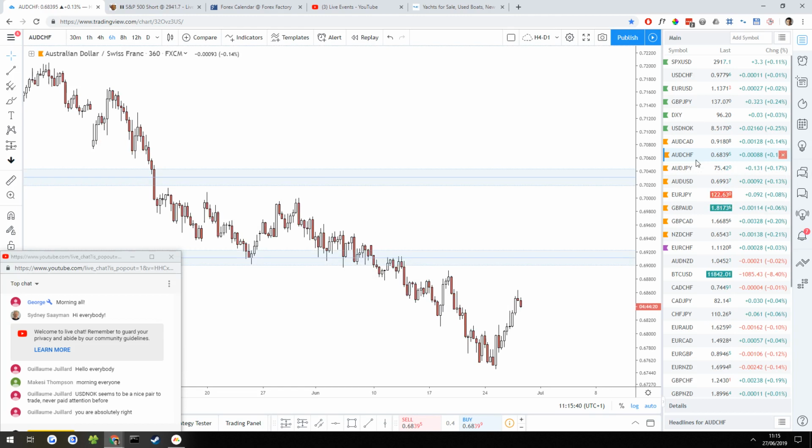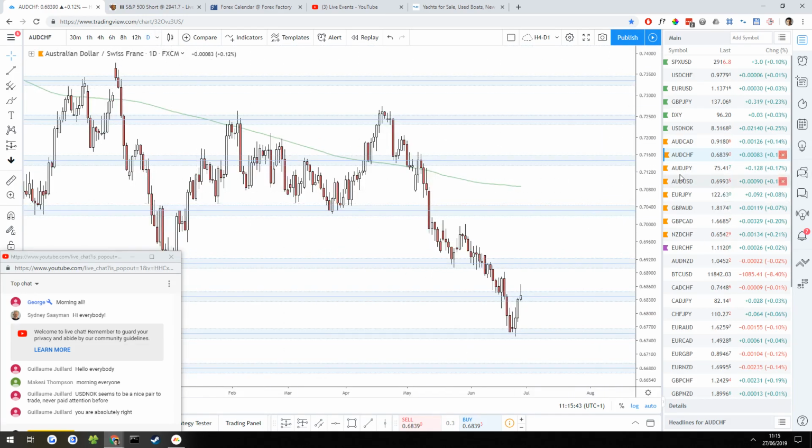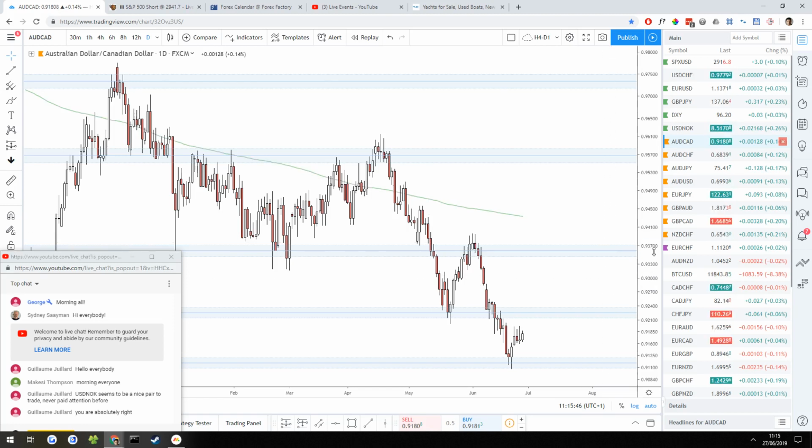Anyway, let's get back to the analysis. So yesterday, what did I share? We were looking at AUD CAD. I was looking for a potential push up to resistance which has not happened yet. So we're still keeping an eye out on that.